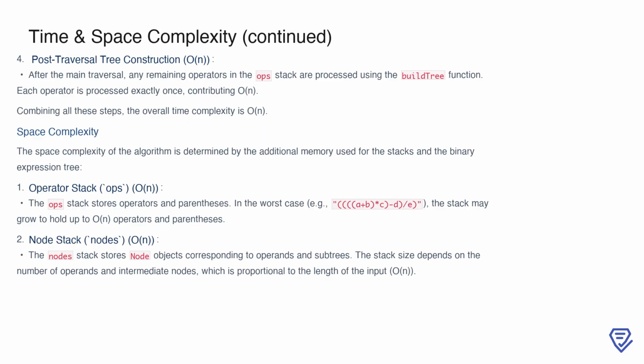O(n). Moving on to space complexity, the first component to consider is the ops stack, which stores operators and parentheses. In the worst-case scenario, such as deeply nested expressions, this stack can grow up to O(n) in size. Similarly, the node stack, which holds node objects for operands and subtrees, also grows proportionally to the input size, resulting in an O(n) space requirement for this stack.